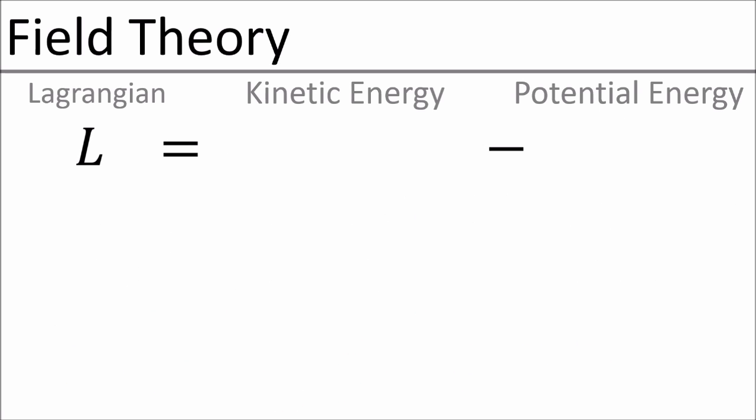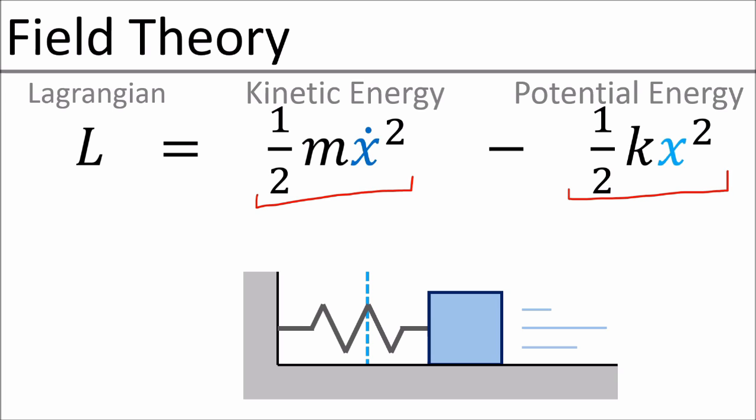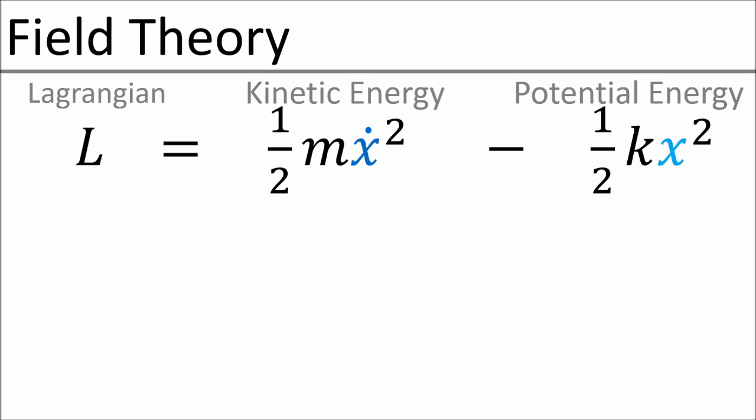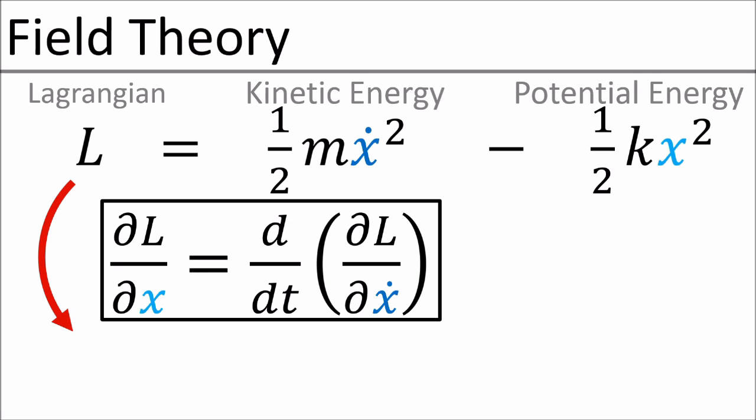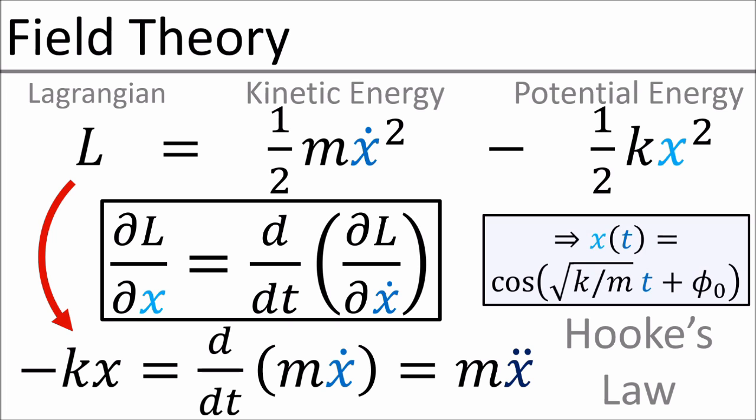A basic example is the simple harmonic oscillator, which is a mass on a spring. The kinetic energy of the mass is 1/2 times mass times velocity squared. And I'm using x dot to denote a time derivative of the position x. And the potential energy is 1/2 times the spring constant k times x squared, where x is the displacement from the neutral position. Plugging this into the Euler-Lagrange equation, we get that the spring force negative kx equals mass times acceleration, which is Hooke's law. This has sinusoidal solutions.